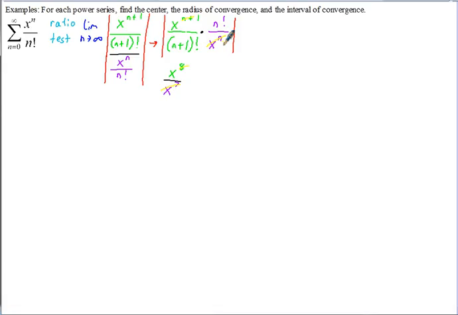And then with the factorials, this number is 1 bigger than this one. So let's say if we had 6 factorial over 7 factorial, where this number again is 1 bigger. Well, 6 factorial is 6, 5, 4, 3, 2, 1. This is 7, 6, 5, 4, 3, 2, 1. So you can see everything would cancel out, and we're just left with 7 on the bottom. So the same thing happens here. Those cancel out, and we're just left with n plus 1, not factorial anymore. So what we have left here is x over n plus 1.